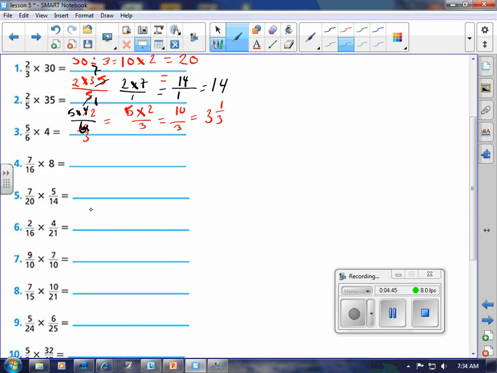So we're going to look at this like it is 2/16 times 4/21. Well, I can simplify 2/16. I know right away that 1/8 is an equivalent fraction, so I'm going to do that, and then I'm going to multiply that by 4 over 21.